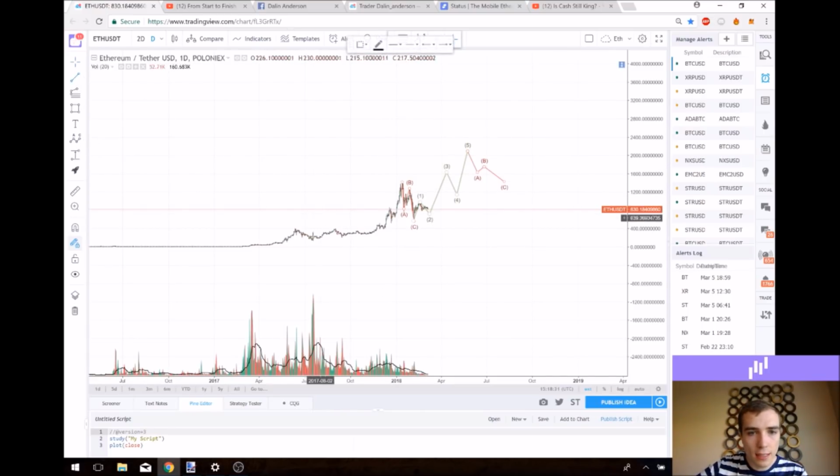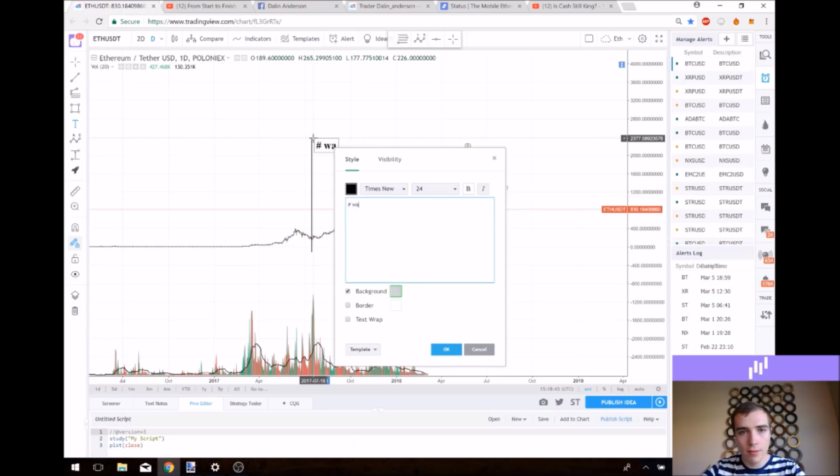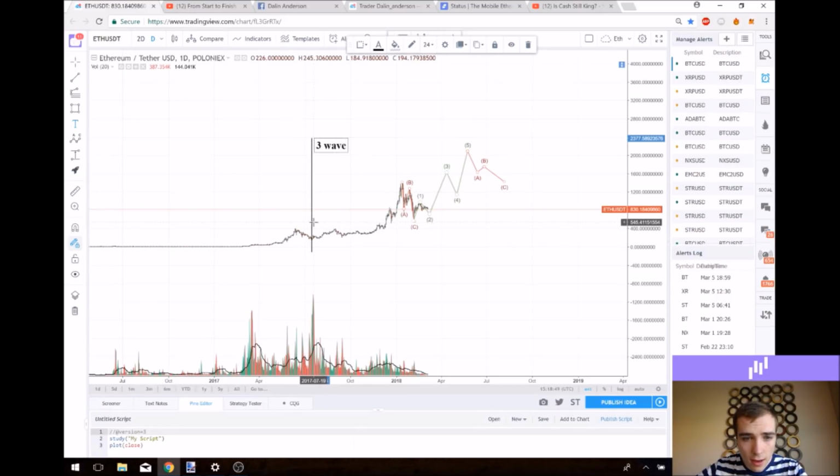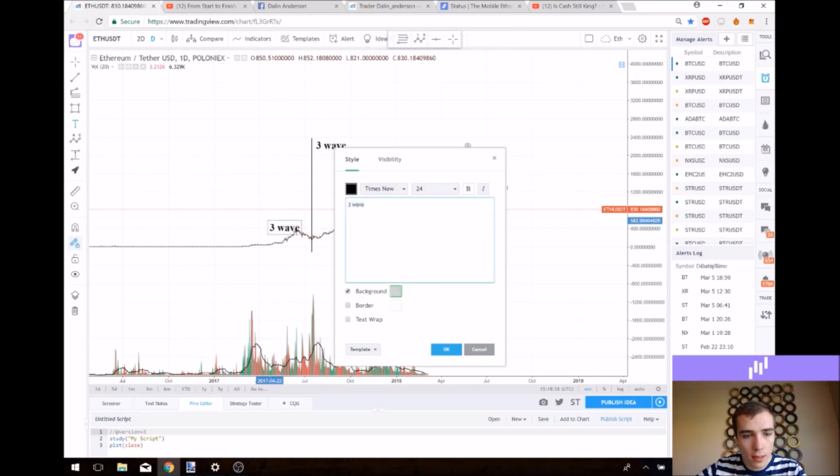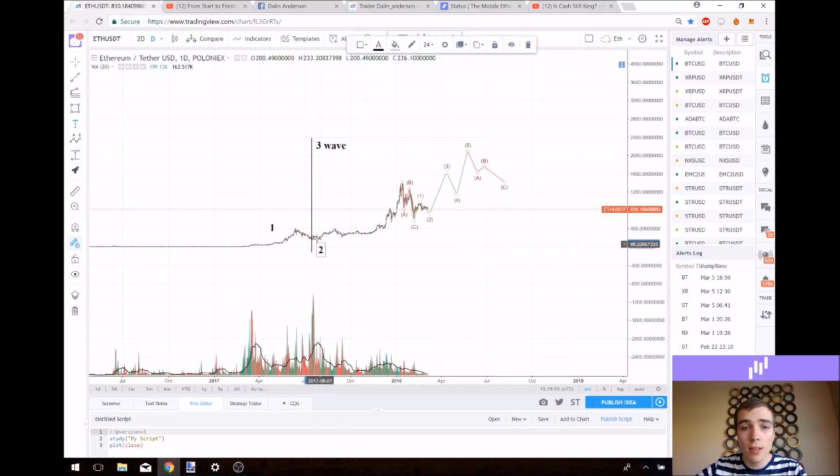So since this point in July 2017, this is when we started a new market cycle or a new Elliott wave. This is all the 3 wave. So everything past July of 2017 is 3 wave movement for Ethereum. And the reason for that is because this was our first 1, 2 in the new market cycle. So when Ethereum came up to $400 and then hit $160, that was a 1 wave and a 2 wave. 1, 2.